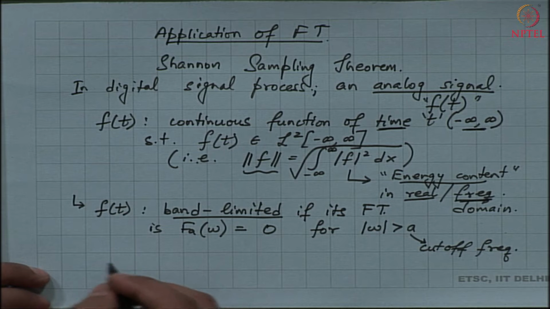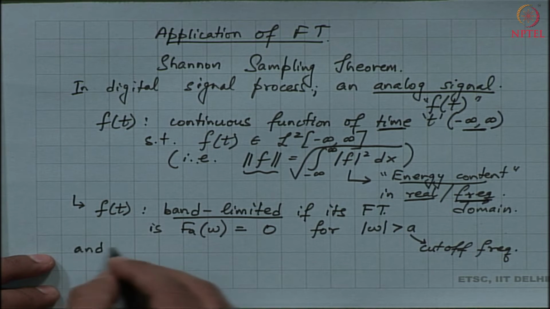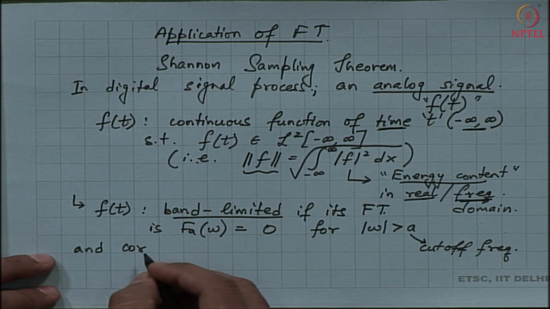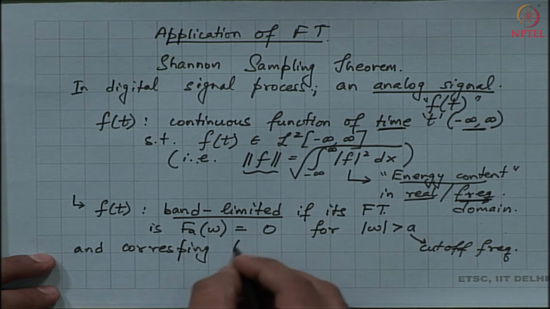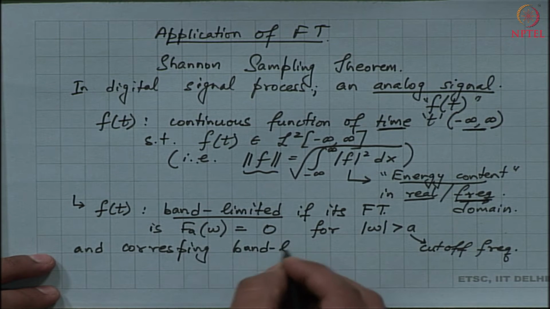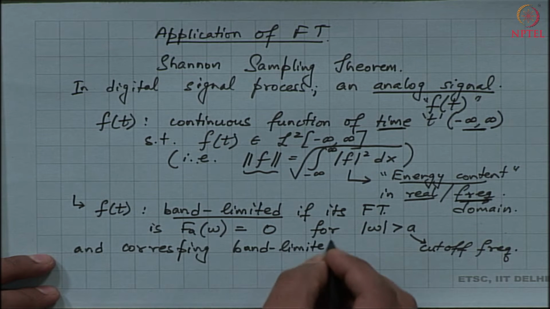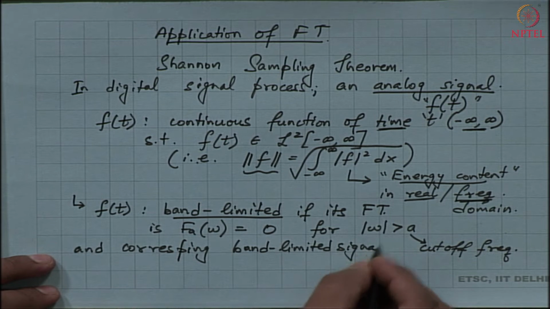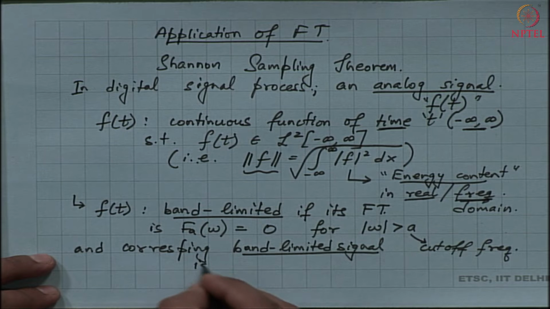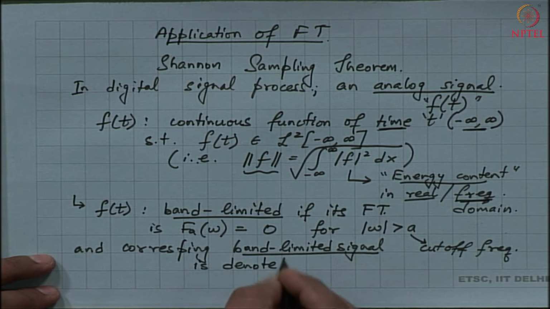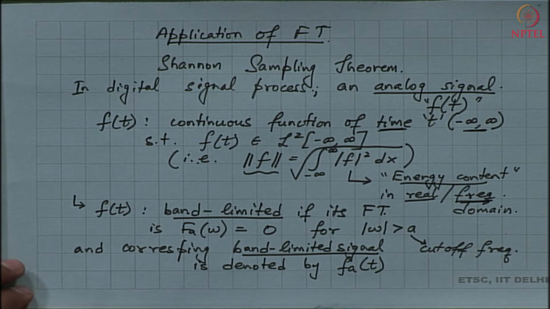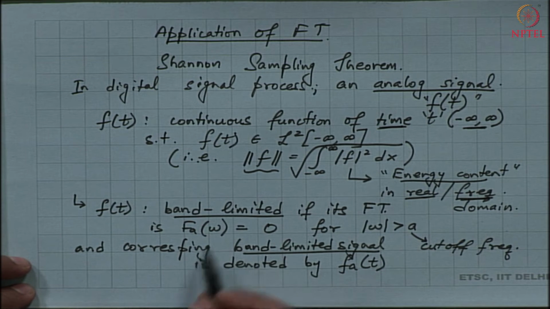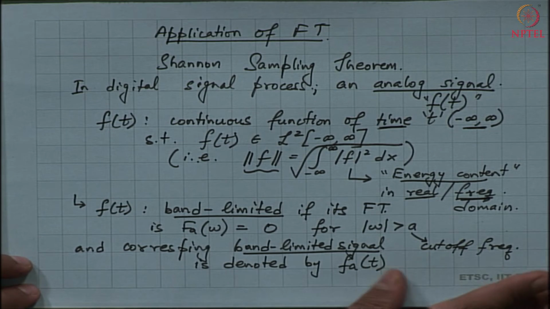Okay. Then the corresponding band limited signal is denoted by f_a(t), right. So, I call this my band limited signal if my Fourier transform is 0 outside a particular cutoff frequency.